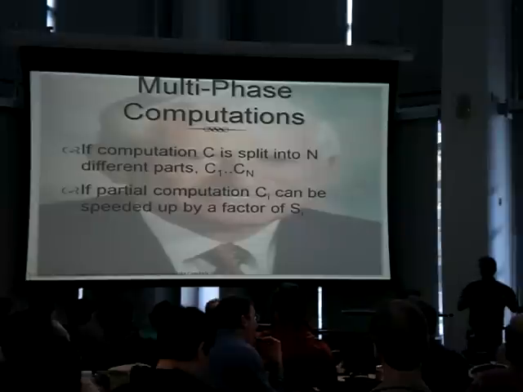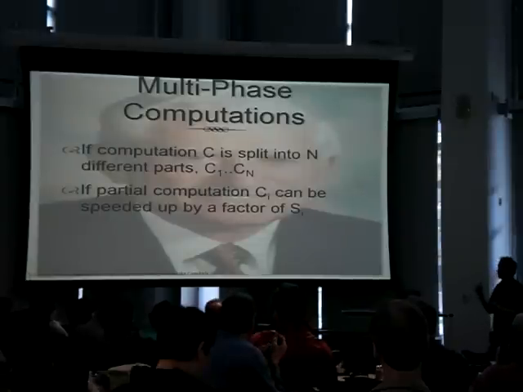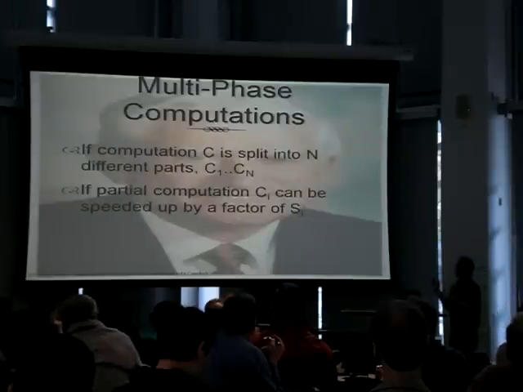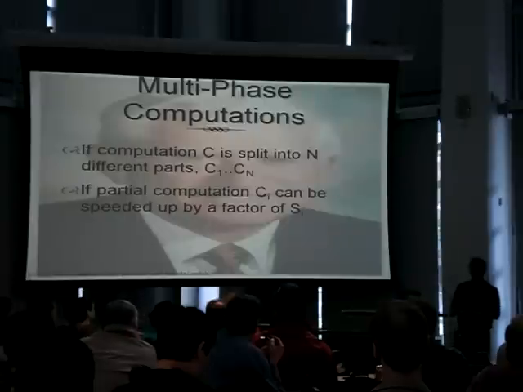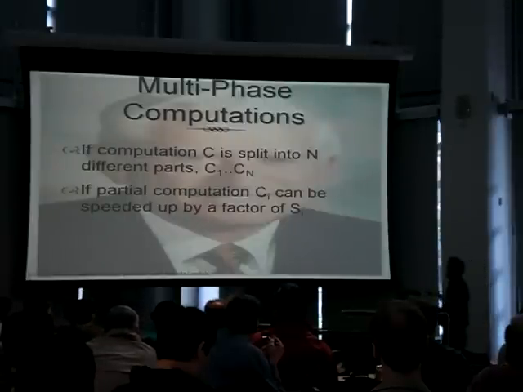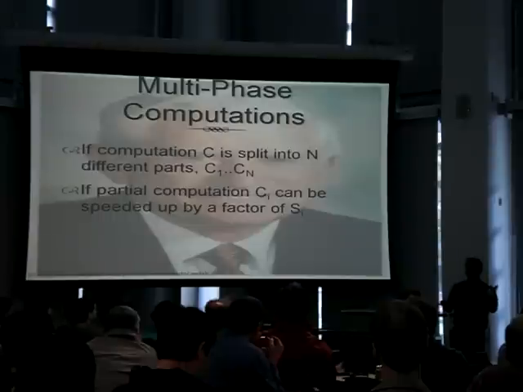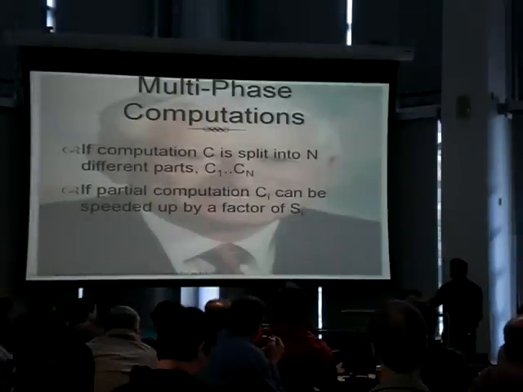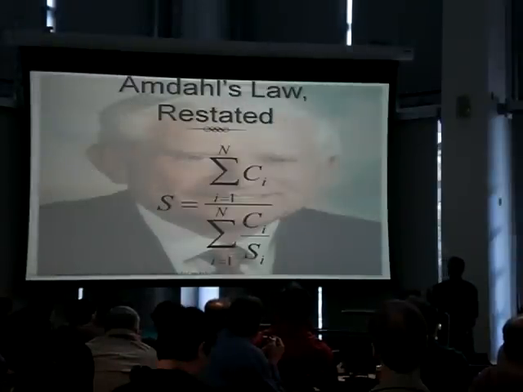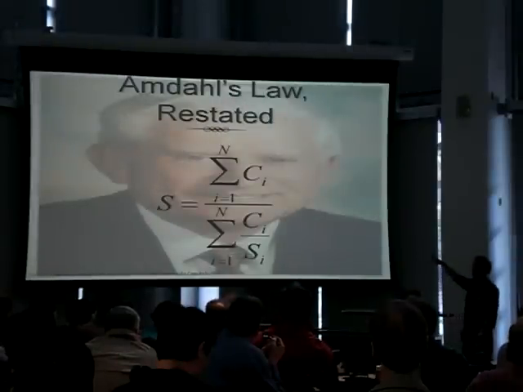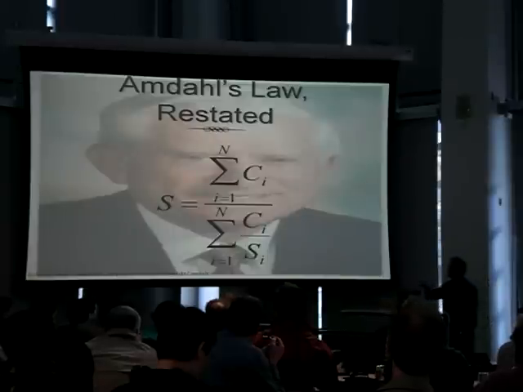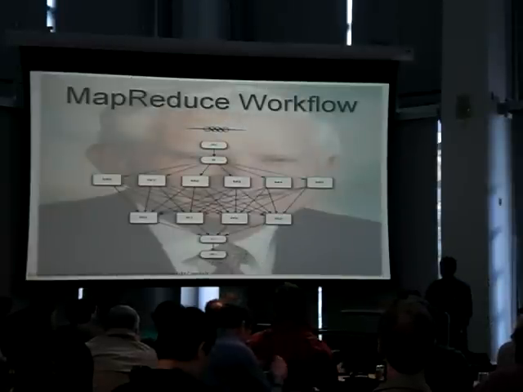Typically, a parallel application has multiple phases, in which each phase can be scaled up to, or executed on, a different number of machines. So these are the multiple phases of computation. If a computation C is split into multiple phases, C1 to Cn, and each of these partial computations Ci can be sped up by a factor of Si, then Amdahl's law can be stated as this equation. And if it is getting too theoretical, too mathy, just think about this.